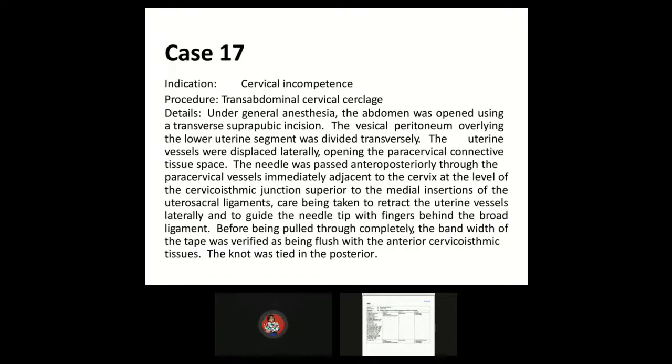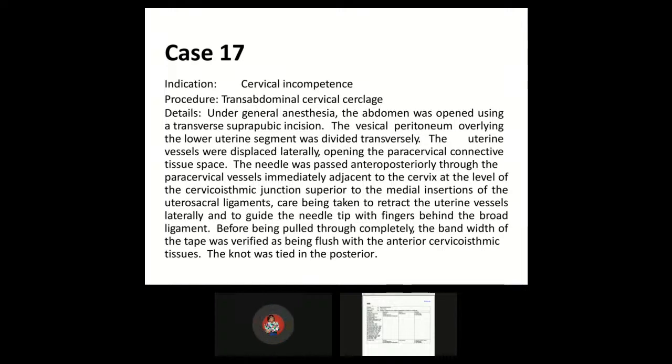And our last case in group number 5, this patient had cervical incompetence and they did a cervical cerclage. So what is a cerclage? You're going to be restricting that area so that the mother can carry the baby to term. So that being said, under general anesthesia, the abdomen was prepped and draped in a regular fashion. They did a transverse suprapubic incision. The vesicoperitoneum overlying the uterine segment, the lower uterine segment, was divided transversely. The uterine vessels were displaced laterally, opening the paracervical connective tissue space.